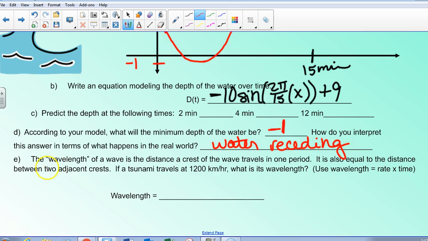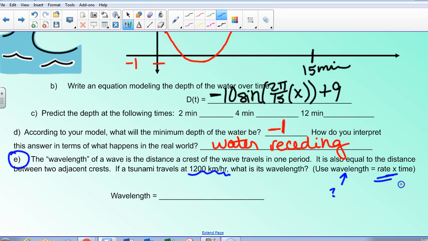All right, one more. This is not a question I would probably ask on a test or quiz, but it would apply to something you might do in physics. The wavelength of a wave is the distance a crest of the wave travels in one period. It is also equal to the distance between two adjacent crests. If a tsunami travels 1,200 kilometers per hour, which is a what? Wavelength, rate, or time? It's a rate. What is its wavelength? We're trying to find this.